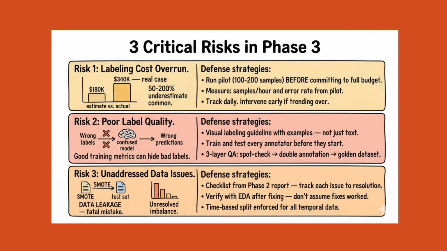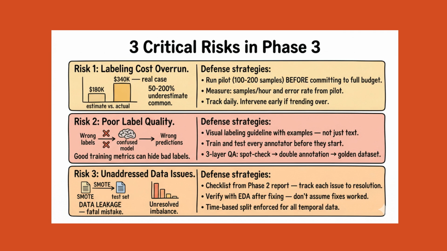Defense: run a 100 to 200 sample pilot before full-scale labeling. Measure actual speed and error rate. Build your estimate from real numbers, not assumptions. Track throughput daily against the estimate. If overrunning, intervene immediately. Risk 2 is poor label quality.